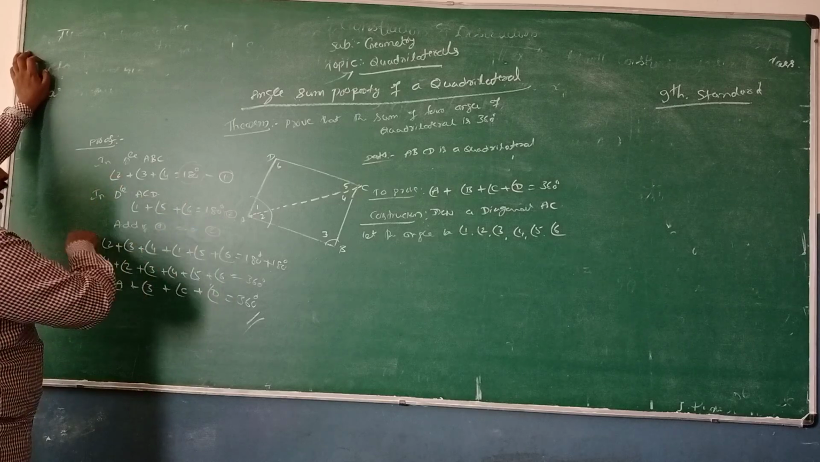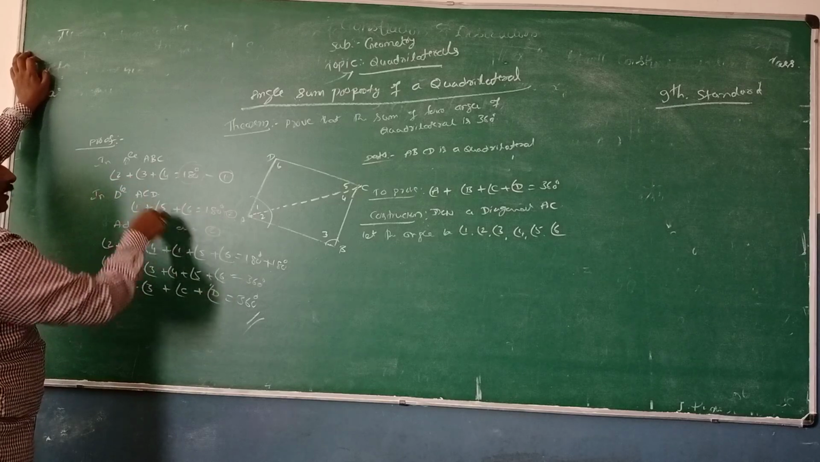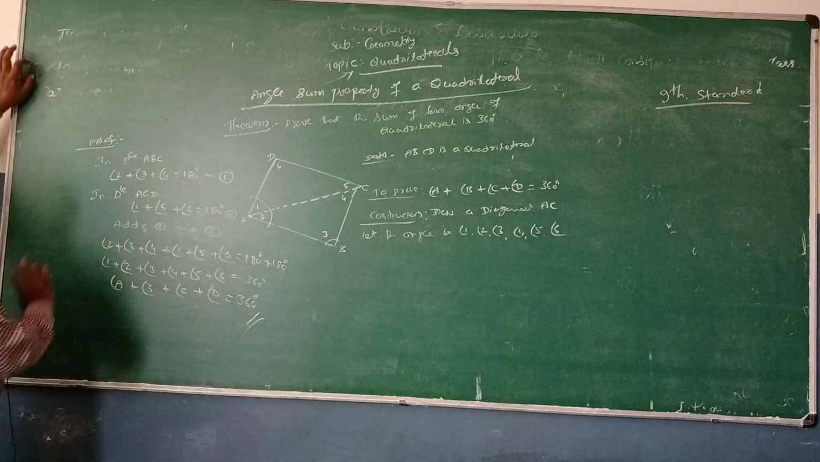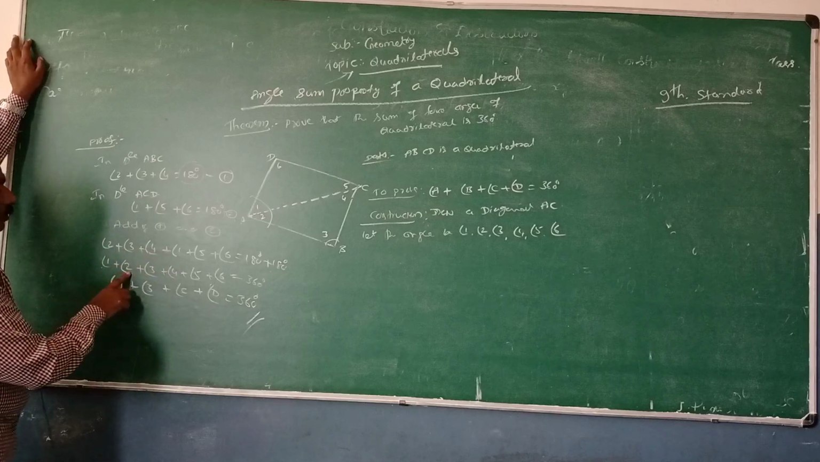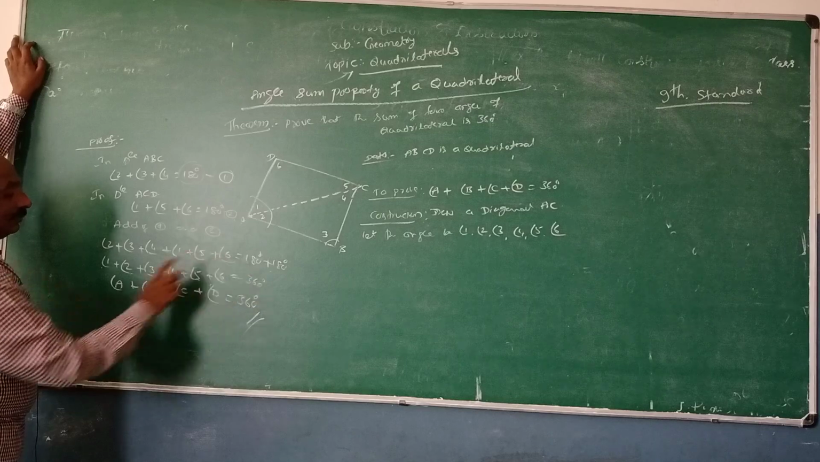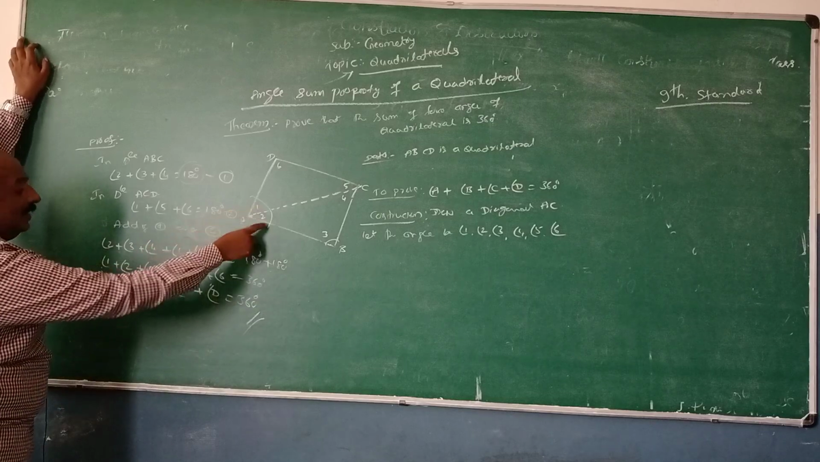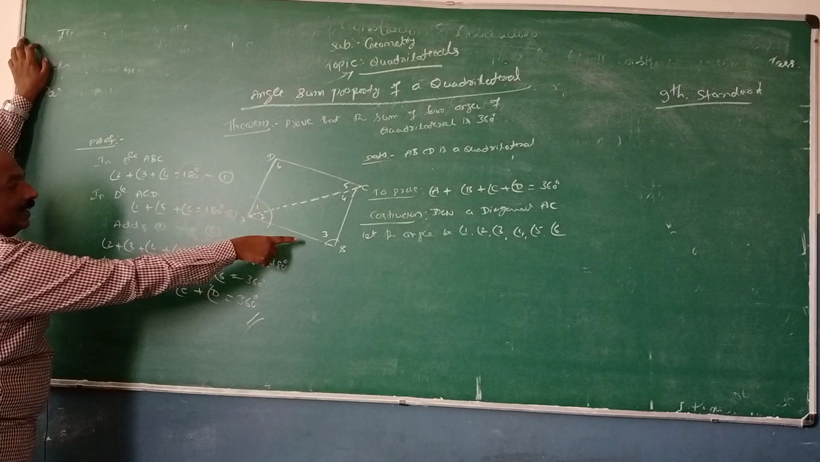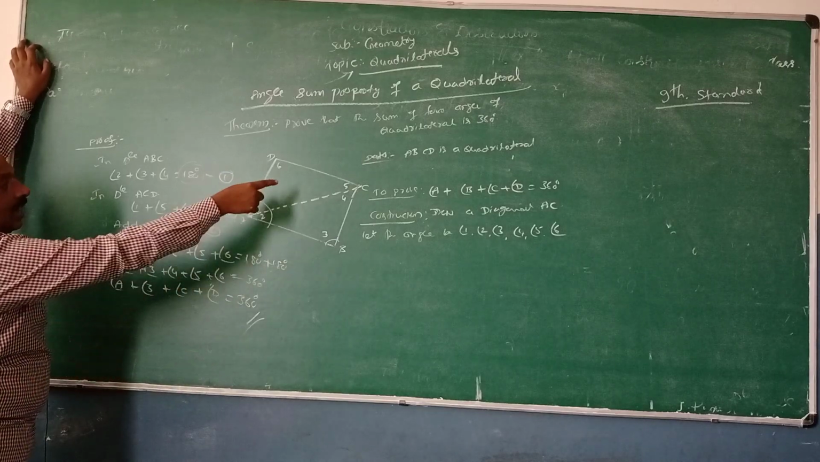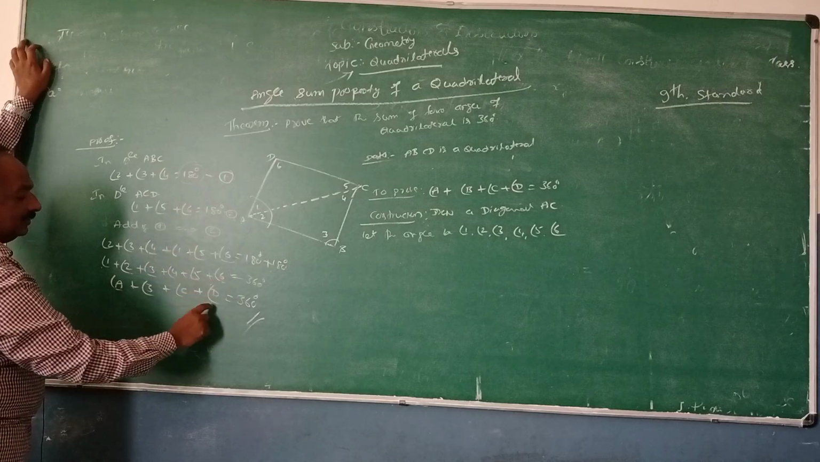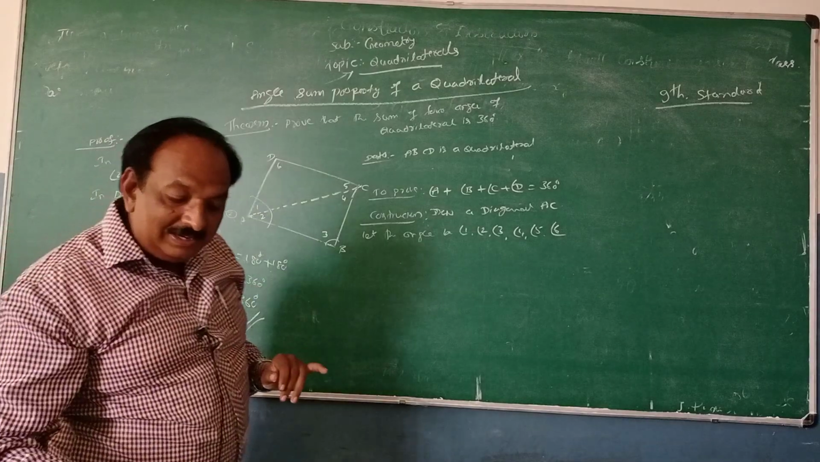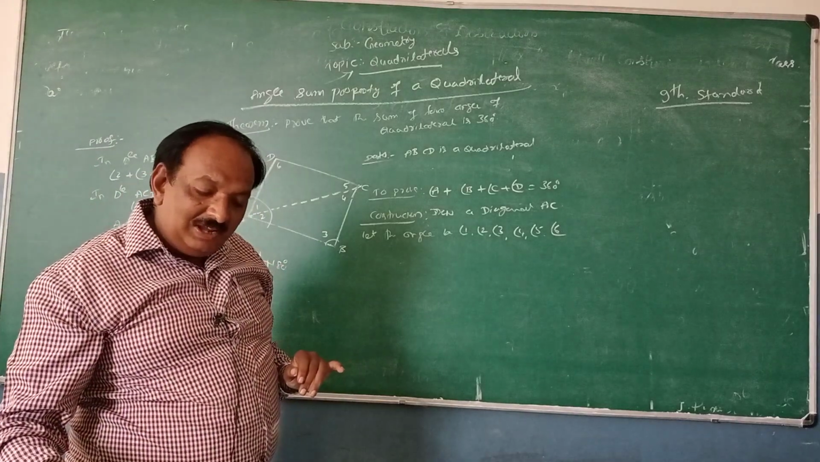Adding 1 and 2, angle 2, angle 3, angle 4, angle 1, angle 5, angle 6 is equal to 180 plus 180, 360 degrees. Rearrange: angle 1 and angle 2, angle 3 as it is, angle 4 and angle 5, and angle 6 is equal to 360 degrees. What is angle 1 and angle 2? Angle A. Angle 3 is angle B, angle 4 and angle 5 is angle C, and angle 6 is angle D. Therefore, angle A plus angle B plus angle C plus angle D is equal to 360 degrees.